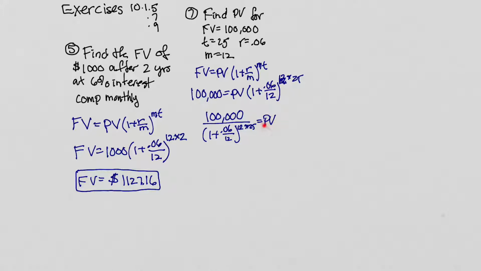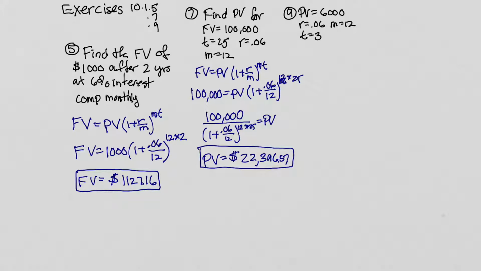And when I do this on my calculator, I got $22,396.57. So what that says is that if we were to invest this much money right now and leave it in an account for 25 years, compounded monthly, paying 6%, we would have our $100,000.